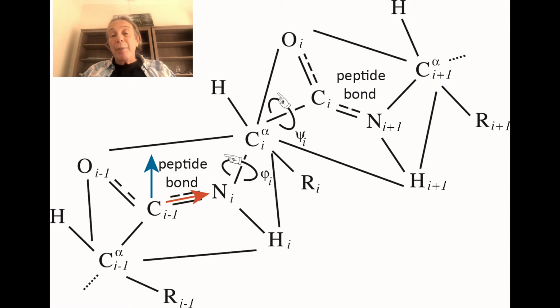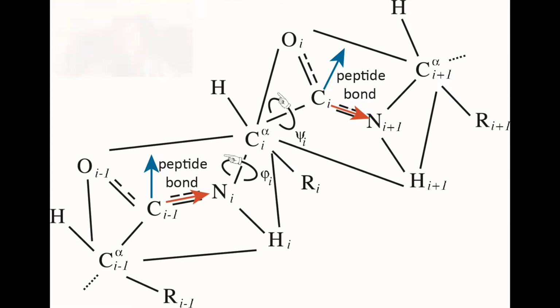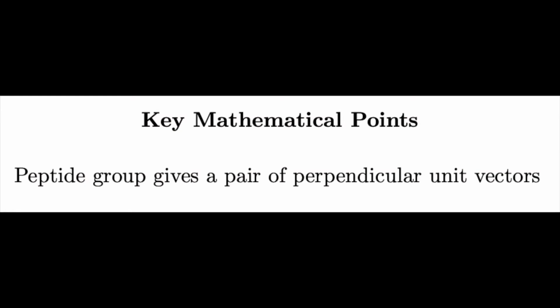The plane of the peptide group contains the red unit displacement vector from C to N, as well as the blue unit displacement vector at 90 degrees counterclockwise rotation in the plane of the peptide group from the red vector. Each peptide group thus determines a pair of red-blue vectors. This is the first main mathematical point, that a peptide group determines a pair of red-blue vectors.